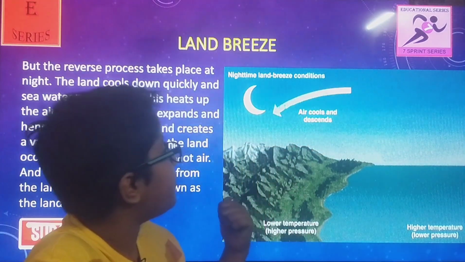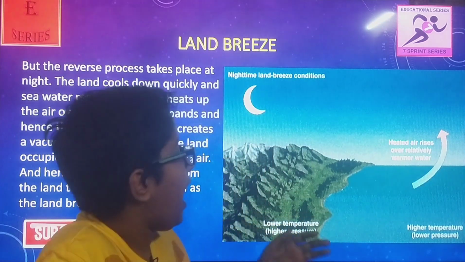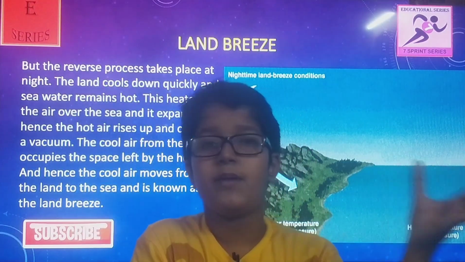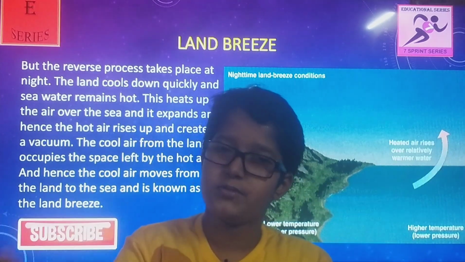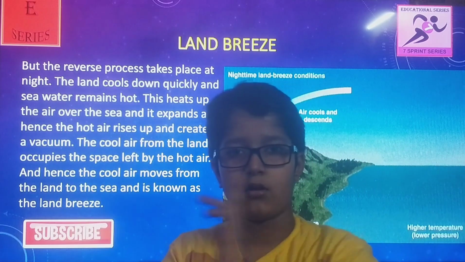Remember, a land breeze happens at night, and a sea breeze in the day, when the cold air moves from land to sea while the hot air moves from sea to land. Okay, so now we'll see radiation.